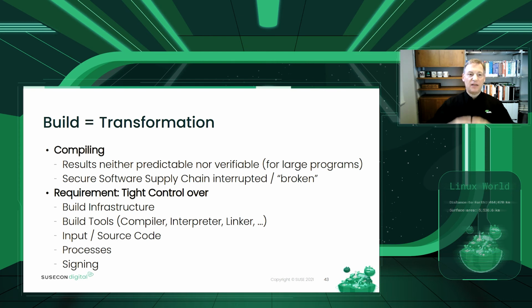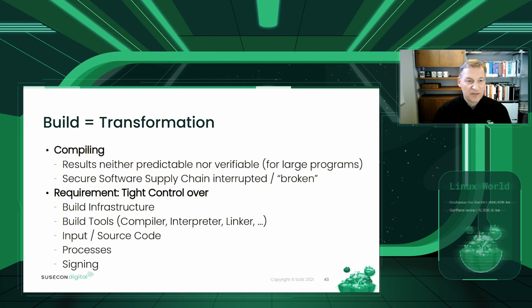And this means that we have to build a kind of extra secure container confinement around the build process. We need to very tightly control the build infrastructure, the build tools like compilers, interpreters, linkers. We need to very closely control what's going into this build process and which dependencies we have. We need to very tightly control the processes and also the signing of the final deliverable.